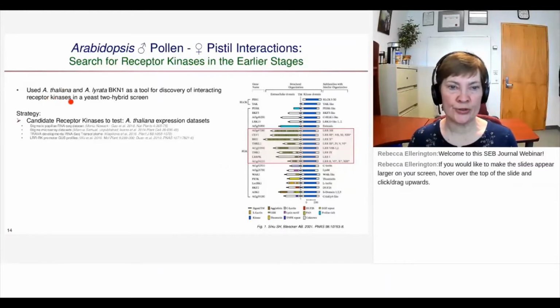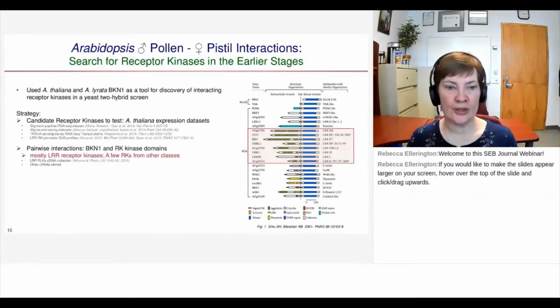And so we used Arabidopsis thaliana and Arabidopsis lyrata BCAN1 clones in a yeast 2 hybrid screen to discover interacting receptor kinases as candidates for further testing. So for the 2 hybrid screen, we looked at a number of different stigma data sets to pick out candidates to test. And we then did pairwise interactions between those candidates and BCAN1.